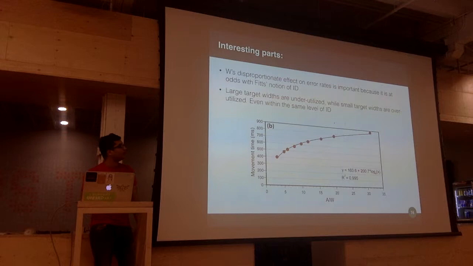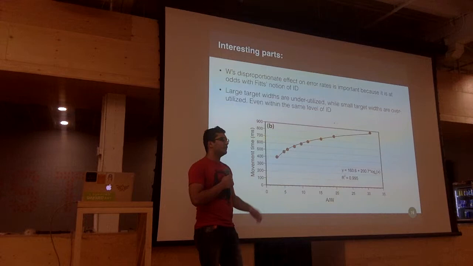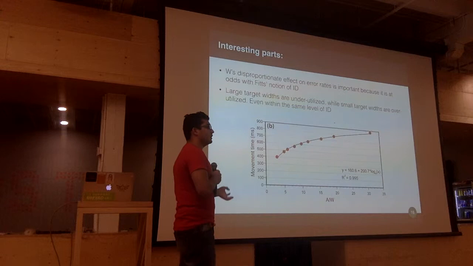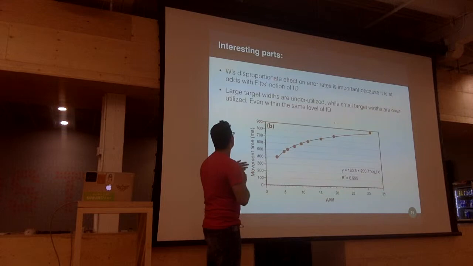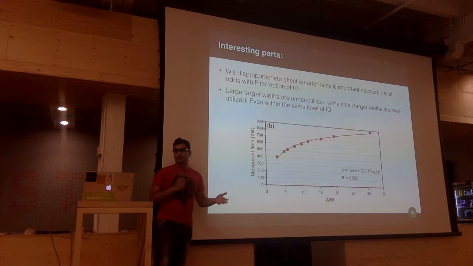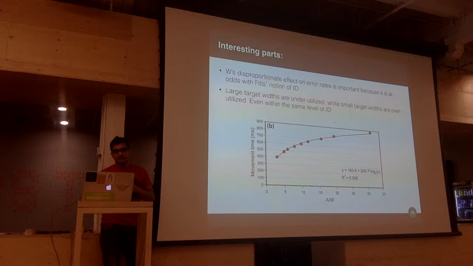The other interesting part of the experiment was that Fitts' law predicts that the ratio of target width and amplitude of movements is roughly one-to-one. But the experiment found that the target width had a lot more effect on the error rate than predicted by Fitts' law. For larger target widths, the effective area was way underutilized, while for smaller target widths, the areas were overutilized, even within the same level of index of difficulty. They put it down as simply meaning Fitts' law isn't perfect. It's been around since 1954, a lot of work has been done on it, but we're still learning more things.